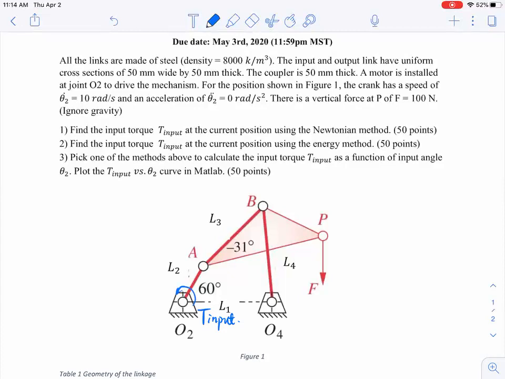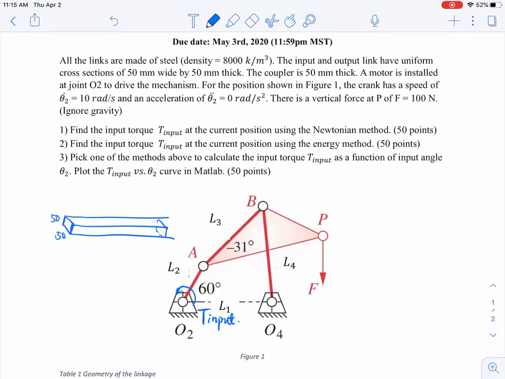All right. So first of all, the links are no longer rods; they have a square cross section. It's 50 by 50, and then the total length is given respectively. So that's the geometry.